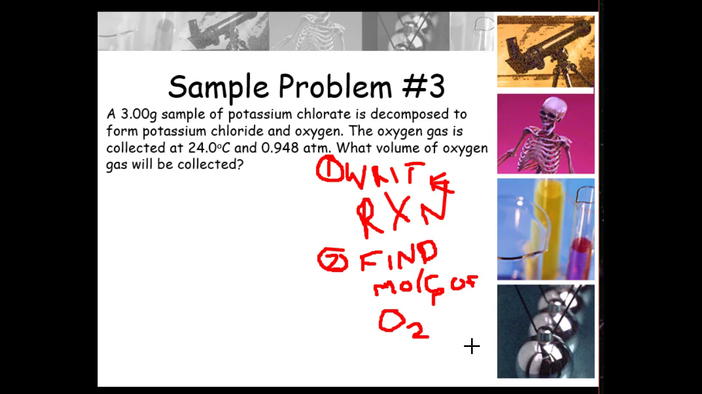Okay, find moles of O2. So write the reaction described and find moles of O2. That's your first step. I'm going to give you, let's say, 3 minutes for that. This is basic stoichiometry. No gas laws yet. Just do this part first. Write the reaction and find the moles of O2. 3 minutes.